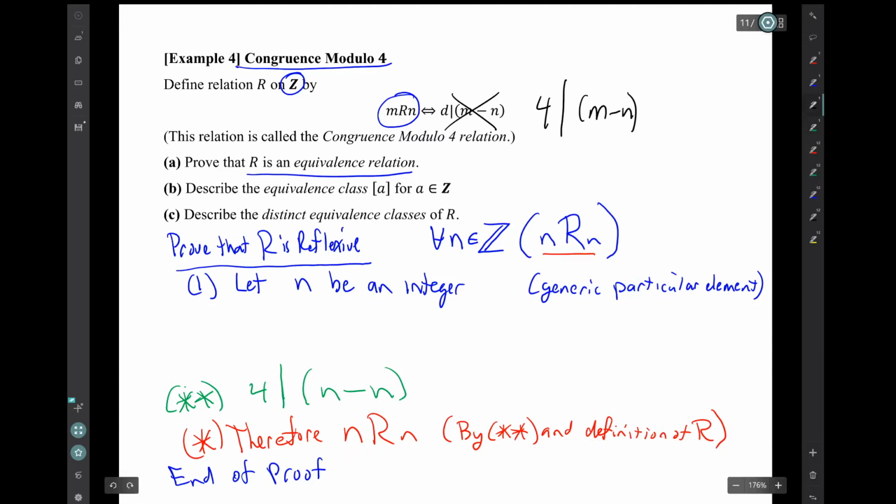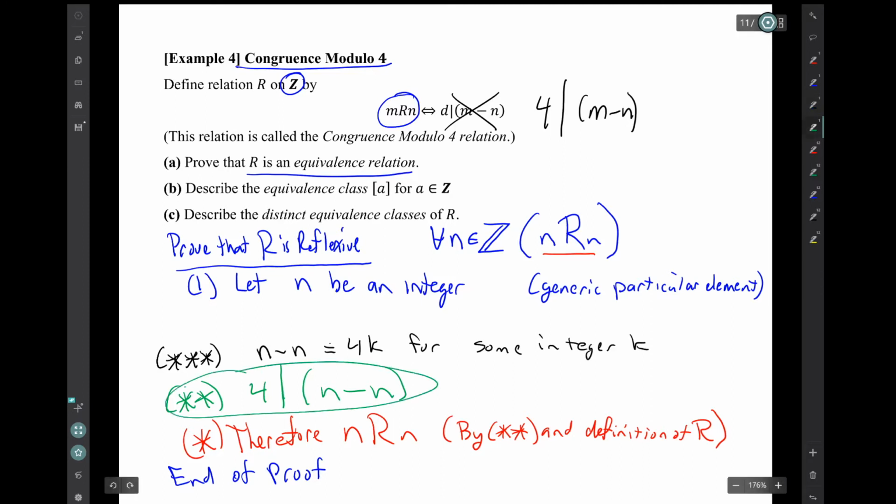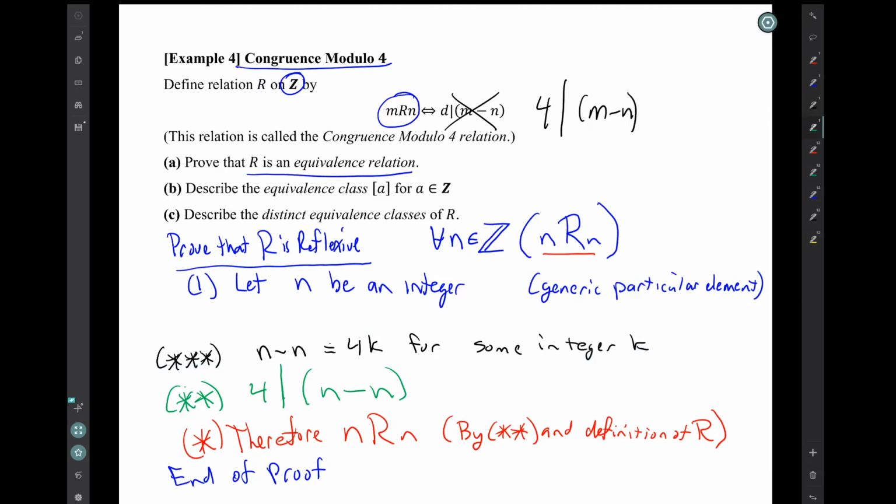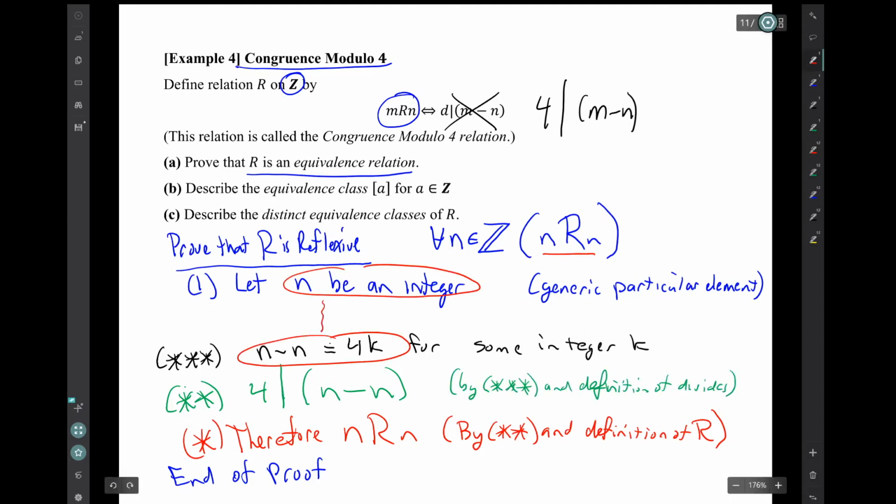But look at that thing that is the green statement. That's a defined expression too. So we have to previously have said this. So to say that 4 divides n minus n means this: n minus n equals 4k for some integer k. So we have to have that black statement there in order to get to the green statement. Once we have the black statement, we can say that the green statement's true by the definition of divides. So there's the gap we need to bridge.